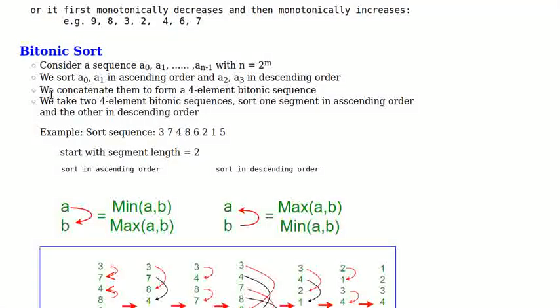We concatenate the sorted elements to form a 4-element Bitonic sequence. Because after sorting, the pairs are sorted, so when you join them together, it becomes a Bitonic sequence with 4 elements. And we take two 4-element Bitonic sequences, and now we sort one segment in ascending order and the other in descending order. And we repeat this process, then we get a sorted sequence.